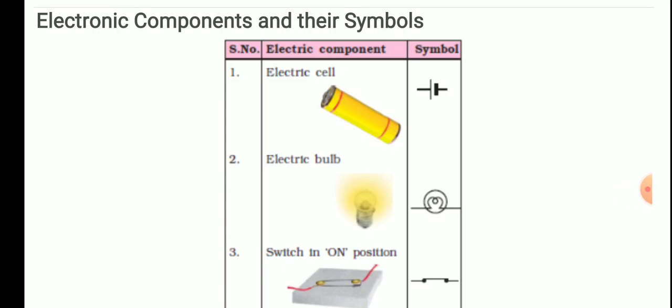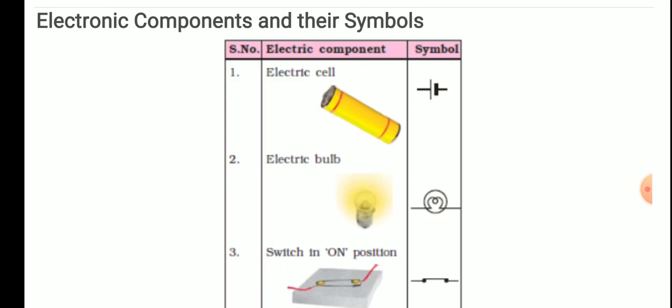The first topic that we'll be discussing is electronic components and their symbols. The first electric component is the electric cell. How can it be represented? The symbol is given. You can see the big terminal, that is bigger in length, that is the positive terminal, and the short terminal is the negative terminal. You know there are two poles in a cell, positive and negative. So in the symbol, the thin and long one is said to be the positive terminal, and the short and thick one is said to be the negative terminal.